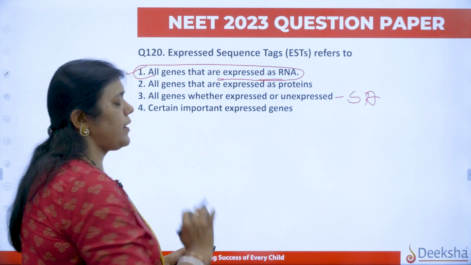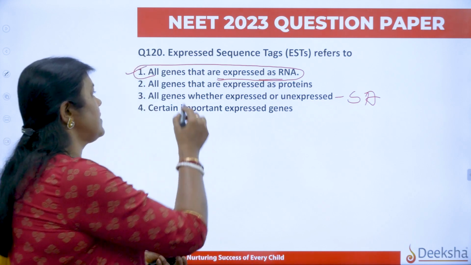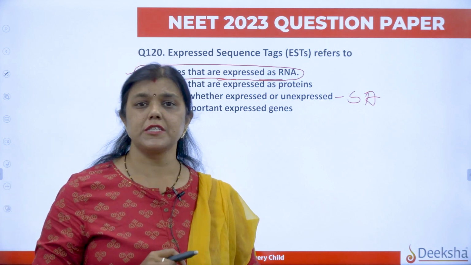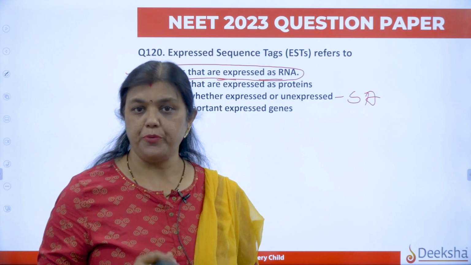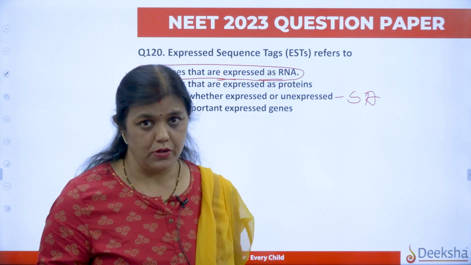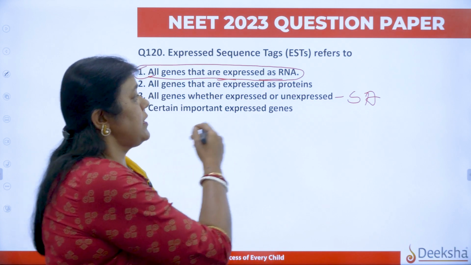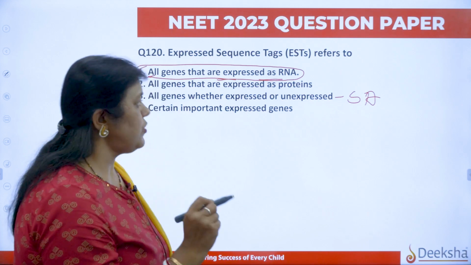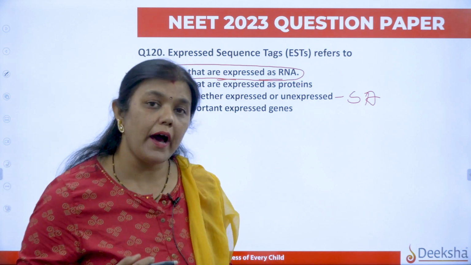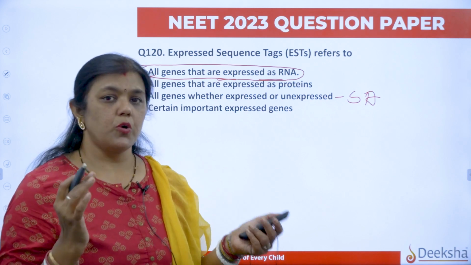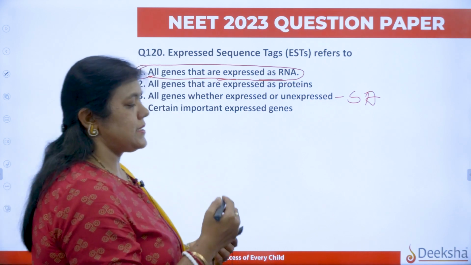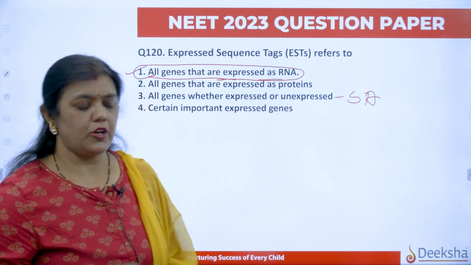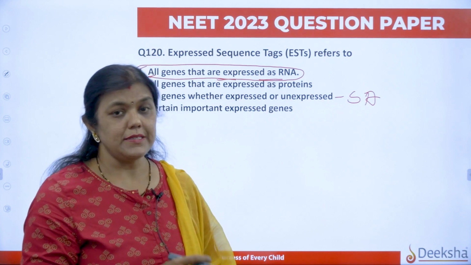So here certain important expressed genes is obviously not the answer. So what is the correct answer? All genes that are expressed as RNA. Remember, whatever genes are expressed as RNA may not always form the protein. There can be other functions of those RNAs also. And that is why if you would have chosen the answer as protein, you would have gone wrong. For expressed sequence tags, they followed the technique where they found out what are the RNAs that are getting formed from the chromosome or from the DNA. So that is what ESTs are, right? So you should be a little careful when RNA and protein are coming over here. The correct option is option 1, which is RNA.